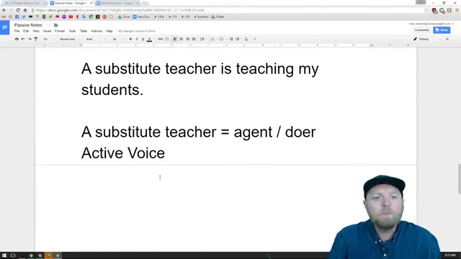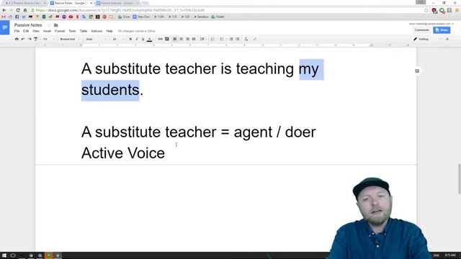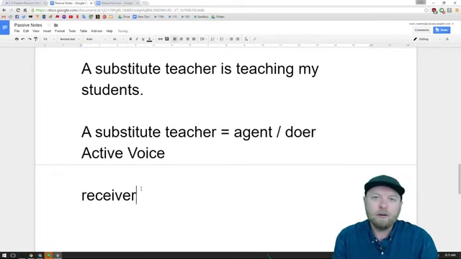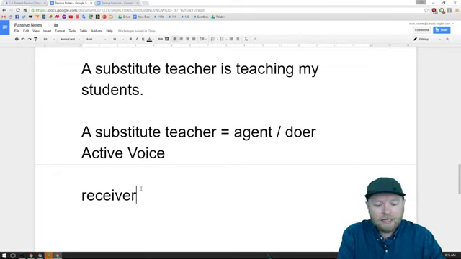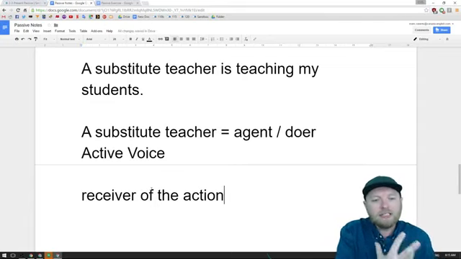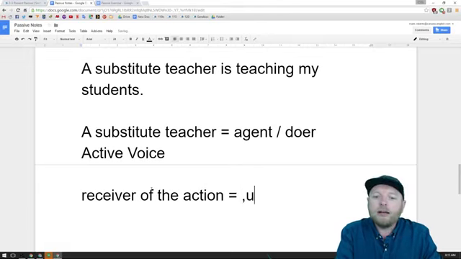But what is this word here? What is the, not the doer of the action, but the receiver? What is the receiver of the action? Well, the receiver of the action is my students.